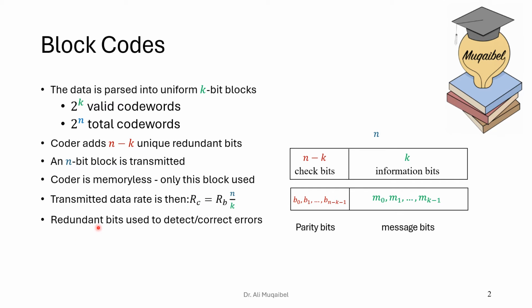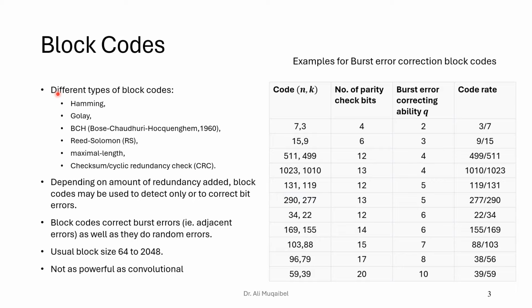So redundant bits are used to detect or correct errors. So if we deal with the data as blocks, we call it block codes. We have different types of block codes.